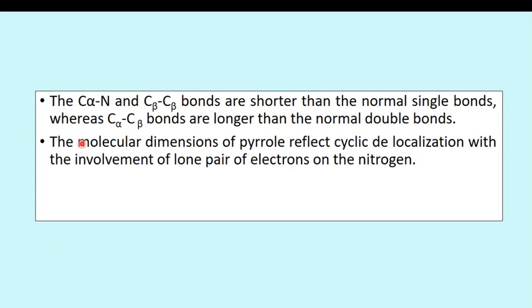The C alpha to N and C beta to C beta bonds are shorter than normal single bonds, whereas the C alpha to C beta bonds are longer than normal double bonds. So these are the bond lengths for pyrrole. The molecular dimensions of pyrrole reflect cyclic delocalization with the involvement of the lone pair of electrons on the nitrogen.